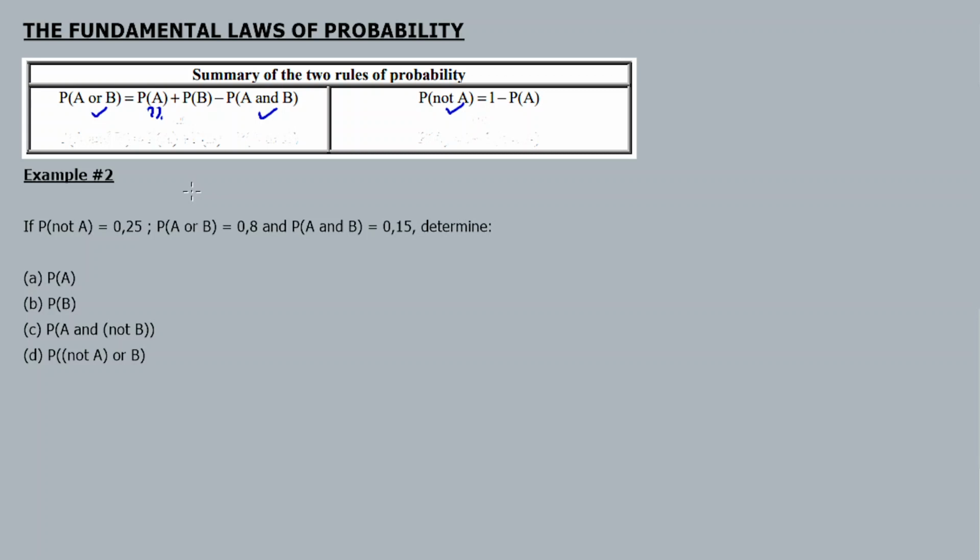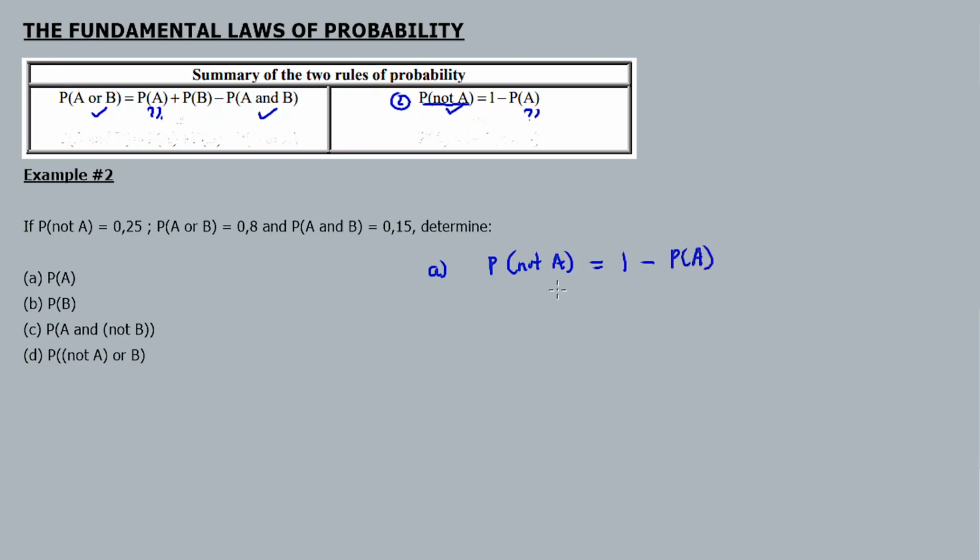The probability of A. I can calculate the probability of A. Now, the probability of A here, using which rule? Using rule number 2, because I have this. I will substitute and calculate the unknown. So rule number 2: the probability of not A is equal to 1 minus the probability of A.